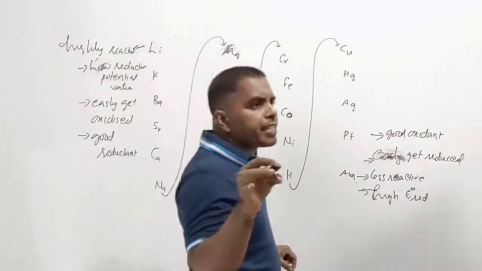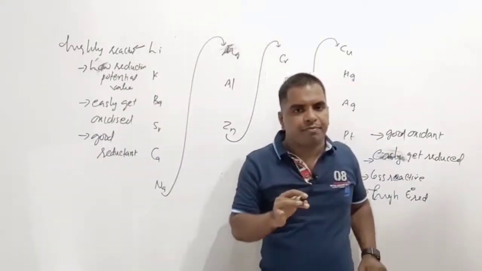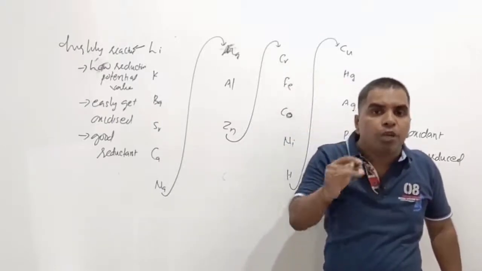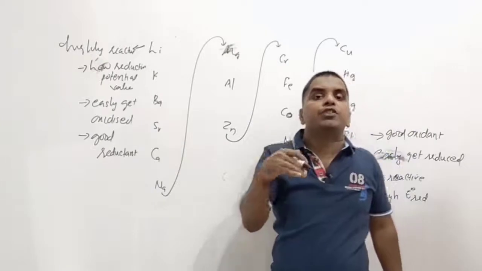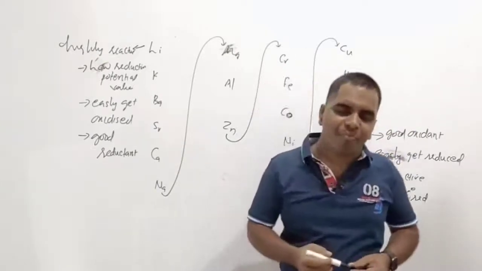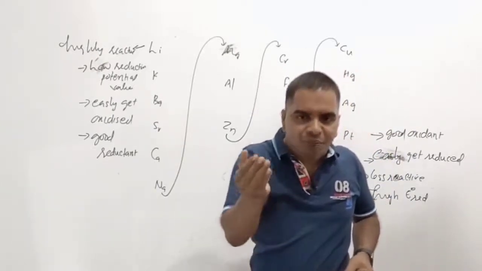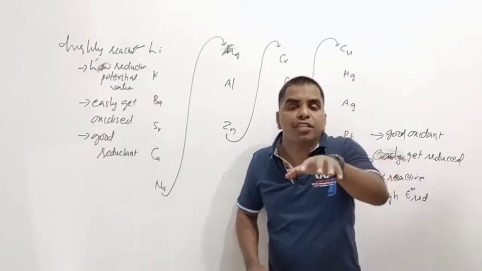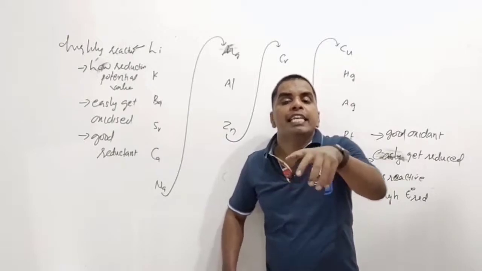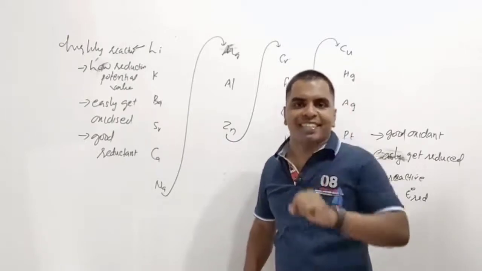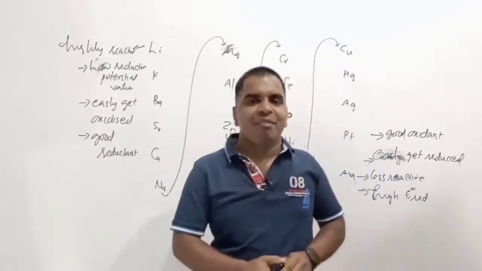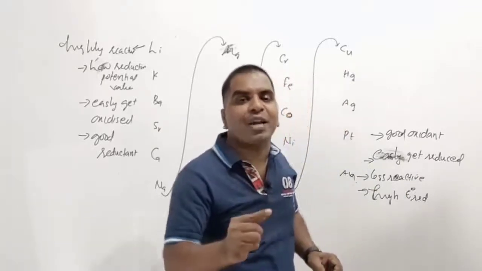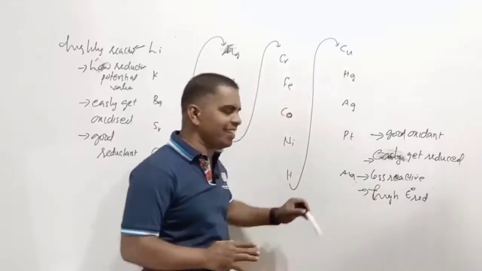Metals with low reduction potential values are highly reactive. Low reduction potential means high tendency to lose electrons. High reduction potential means high tendency to gain electrons. That is, metals with low reduction potential values easily get oxidized; it's a good reducing agent. Metals with high reduction potential values easily get reduced; it's a good oxidizing agent. Right? Clear?